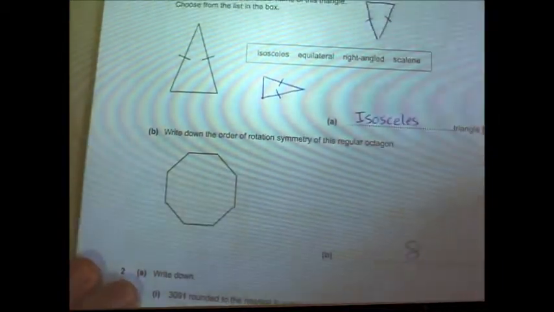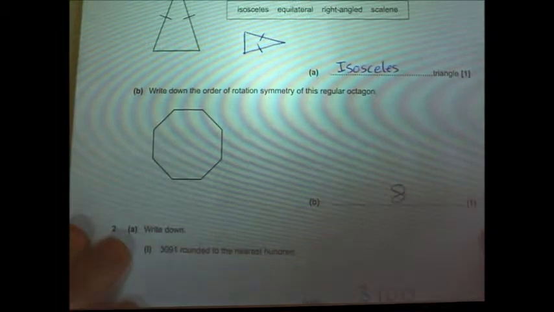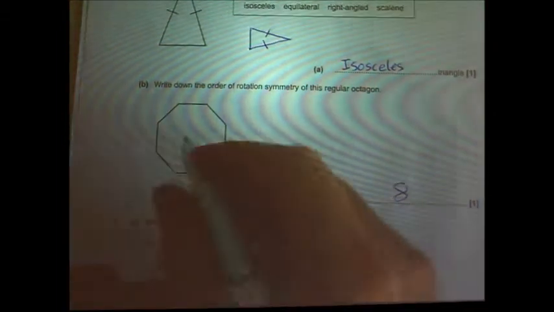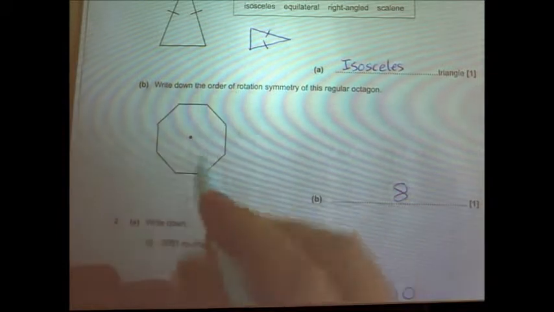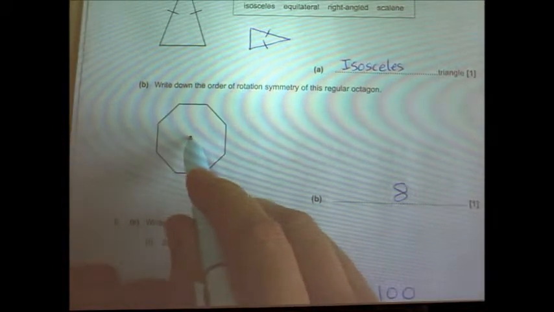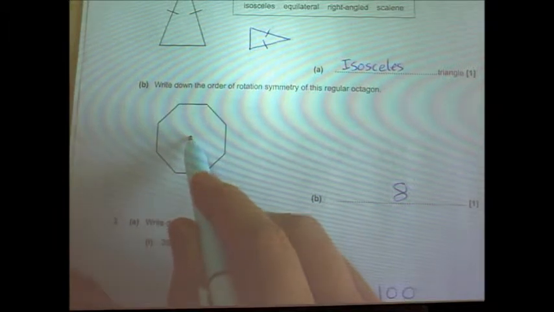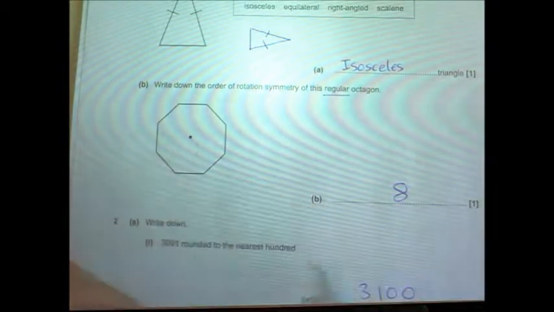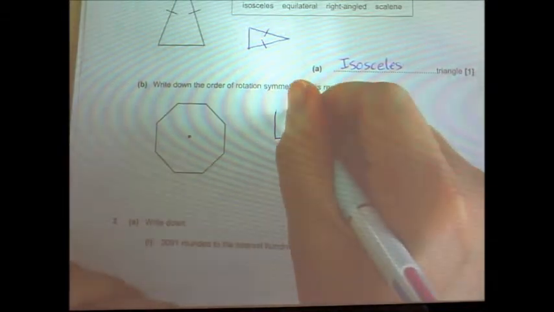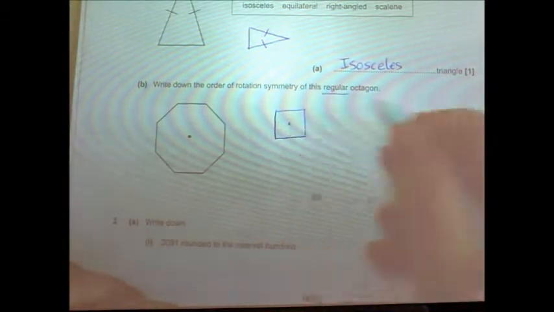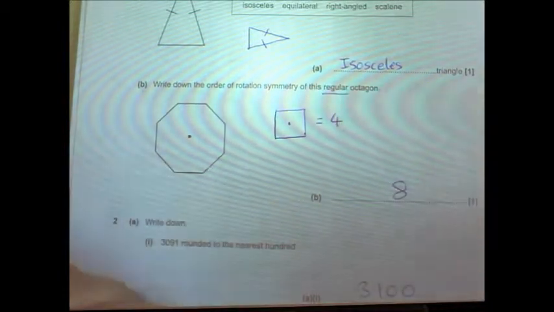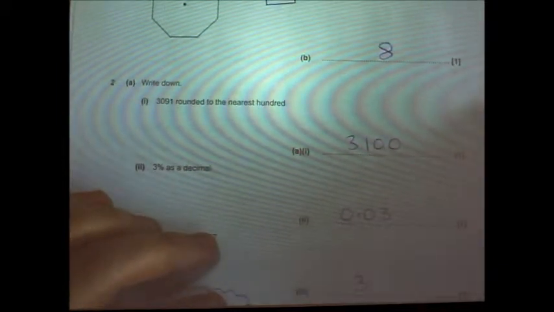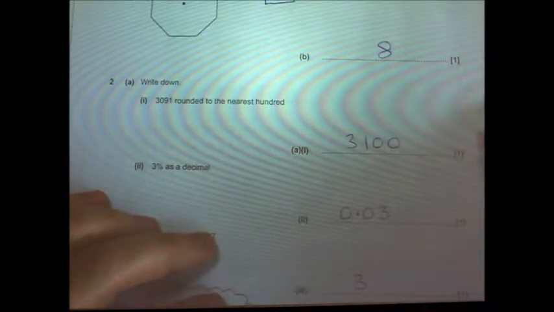Question 2. Write down the order of rotational symmetry of this regular octagon. Rotational symmetry is, if you put like a needle in the middle and you spun it around, how many times would it click back into its shape as it goes around? Because it is a regular octagon, it will click back into its shape 8 times. If you were asked the same question for a square, you'd do the same thing. You'd put a little dot in the middle, and that would be 4, because it would click back into itself 4 times.